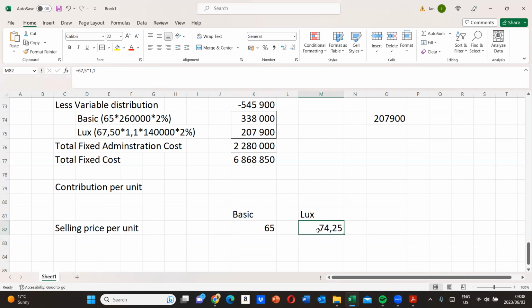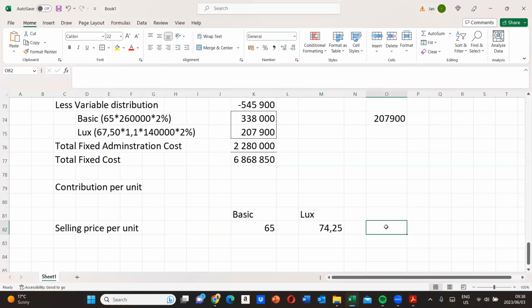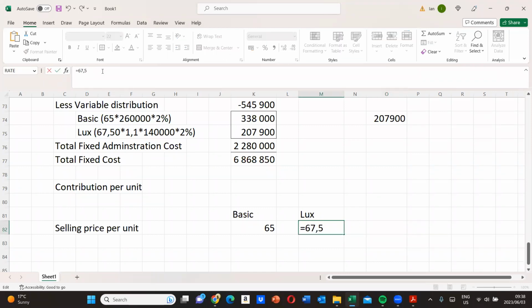74.24. Let's just see if we take 67.5 divided by 0.9, does it give the same 75 on the dot? Okay, I think let's use 67.5. Remember, we're saying 90% of this amount is this. So what is 100%? So we just divide. So we can divide by 0.9 to give us 75.